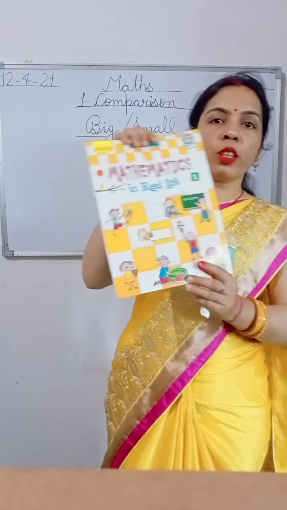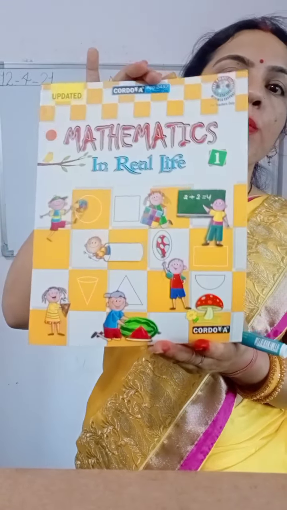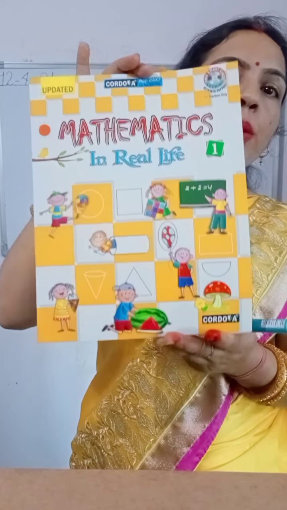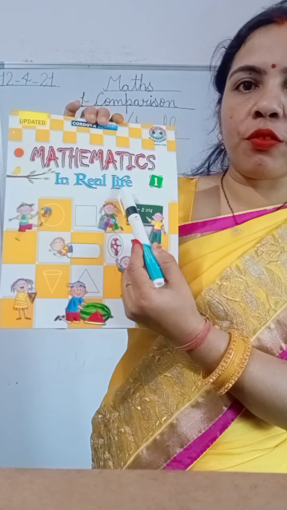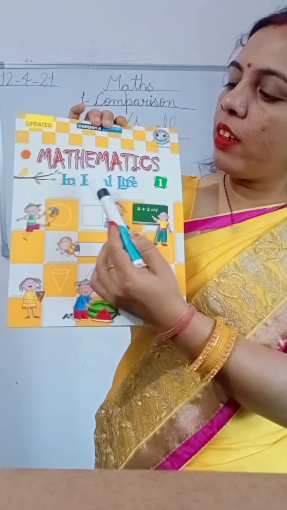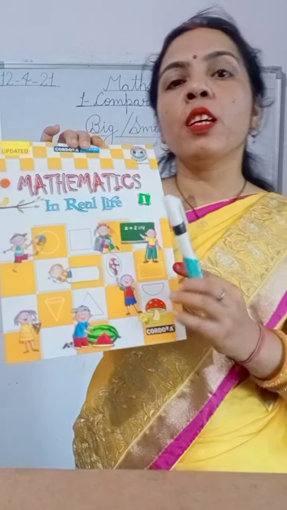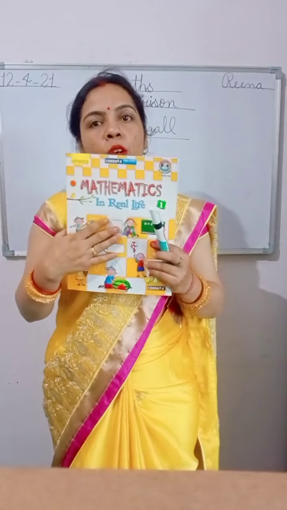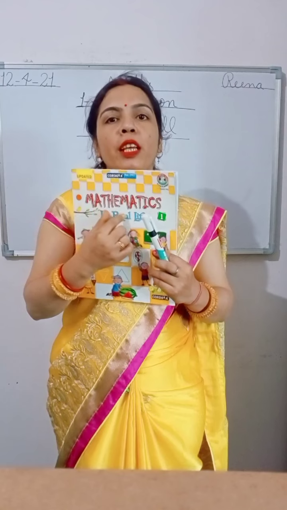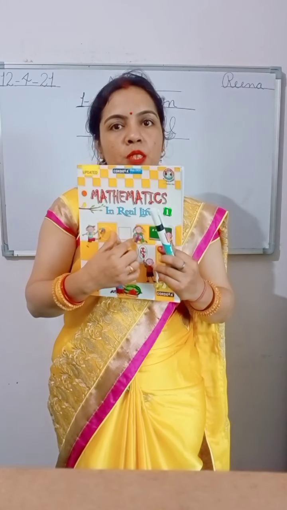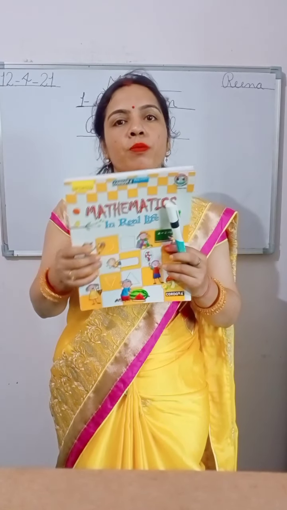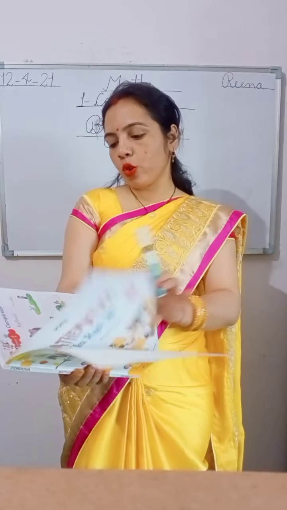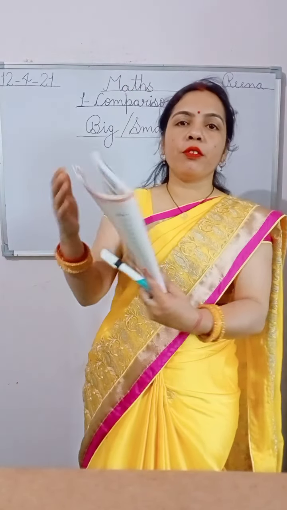Firstly student, look here. This is your maths book, Mathematics in Real Life. Student, firstly you cover up your book with brown paper, then stick a name slip and write your name, class, subject and school's name. Okay? Then start your work. Is it clear?